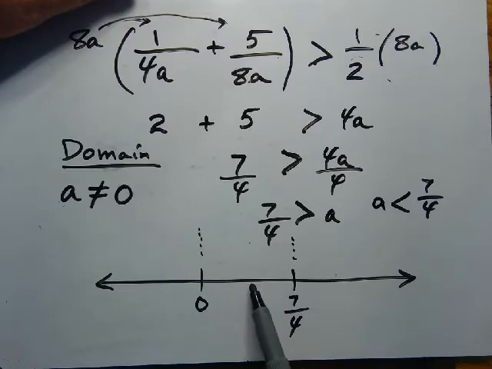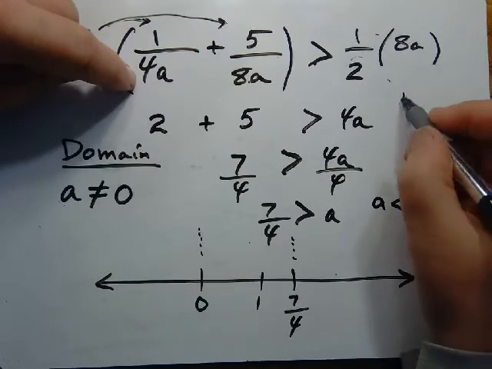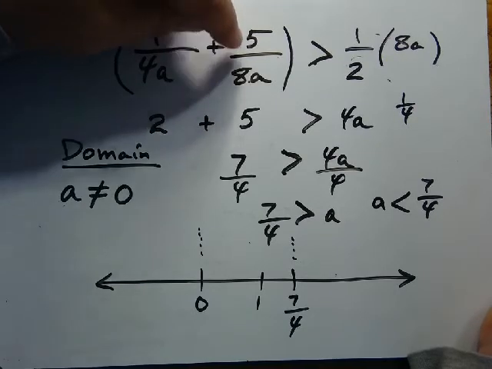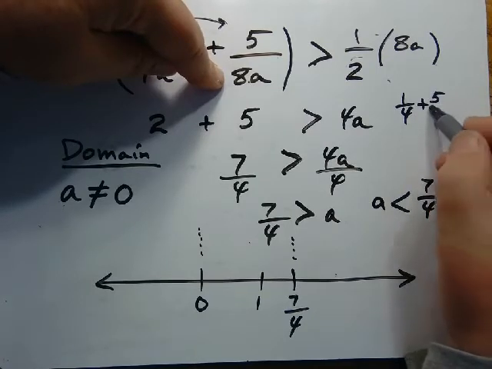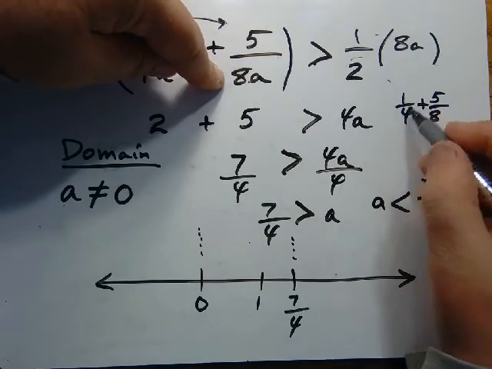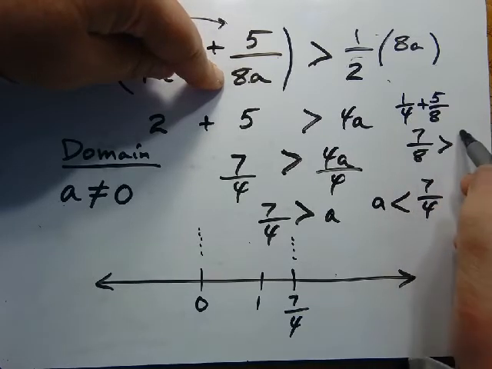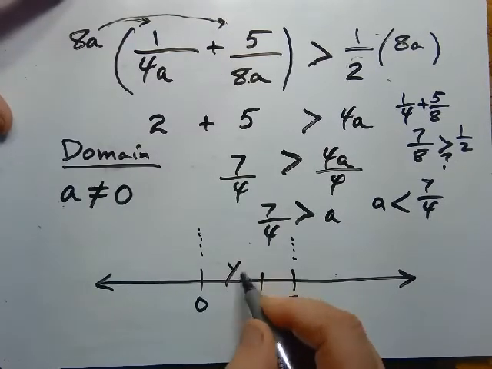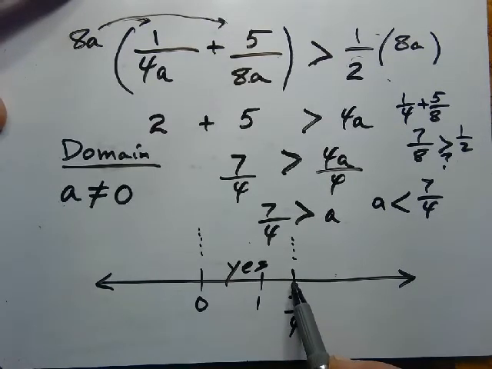So let's go back up in the original problem and let's put in, say, 1. Let's put 1 in here. 1 over 4 times 1 is 1/4. Make a little jot over here on the side. Plus 5 over 8 times 1 is 5/8. 1/4 plus 5/8. Well, what is that? That's 2/8 and 5/8, which is 7/8. Is 7/8 greater than a half? Yeah, it is. So this section is part of the answer. It is, yes, it is less than 7/4.